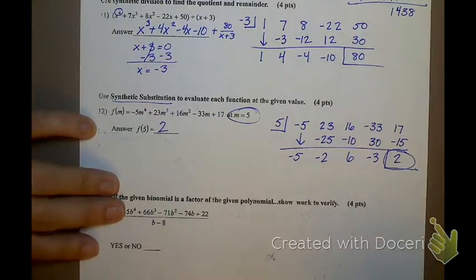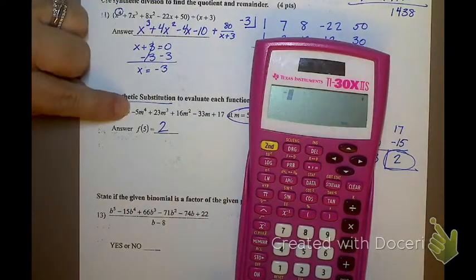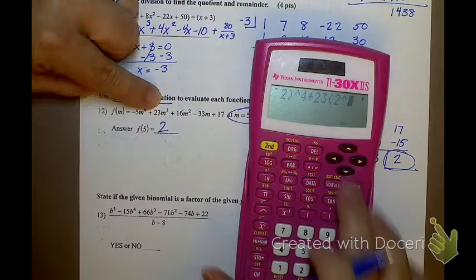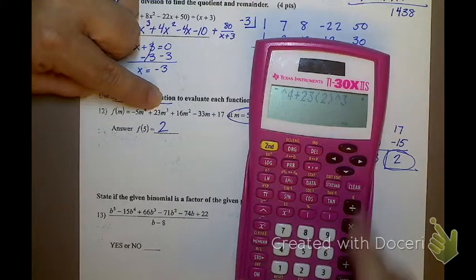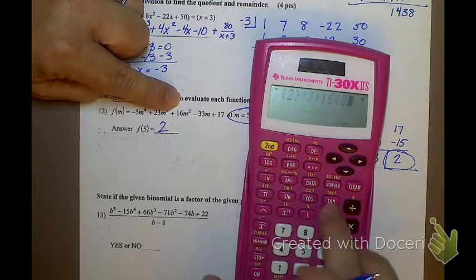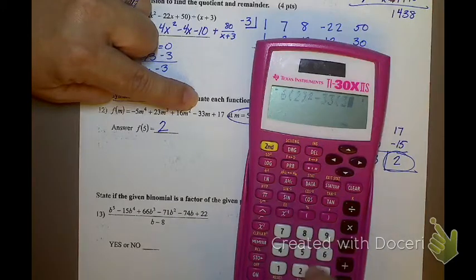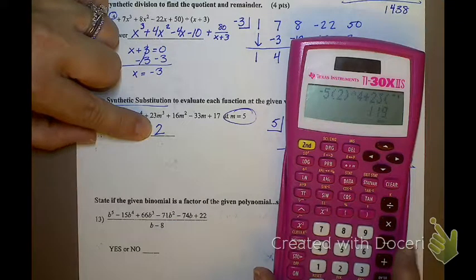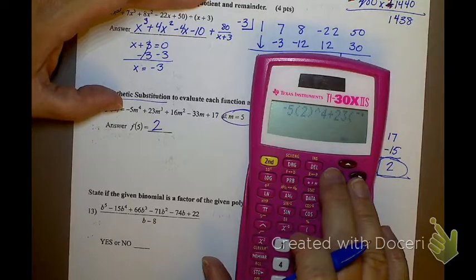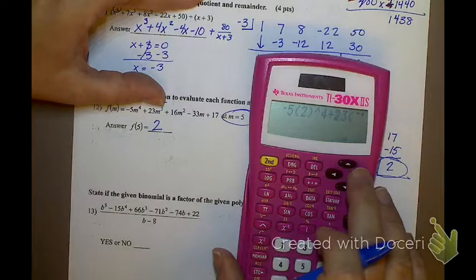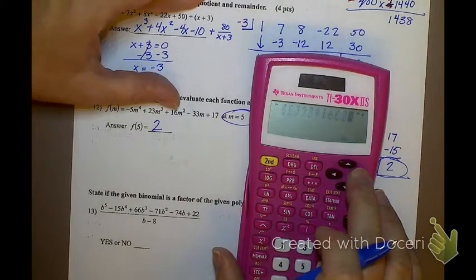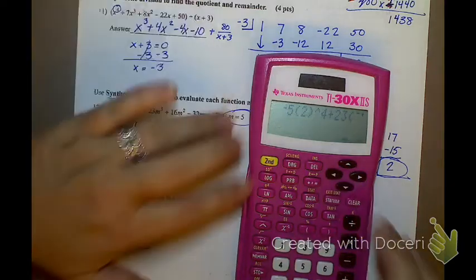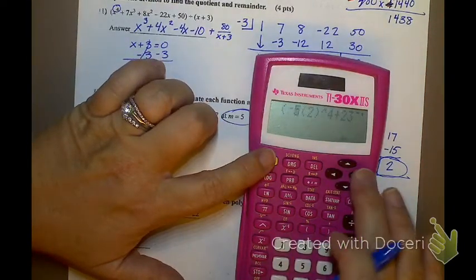And I can go back and check this problem if I want to. I can do -5 times 2 to the 4th plus 23 times 2 to the 3rd. I should put my parentheses there. To the 3rd plus 16 times 2 squared minus 33 times 2 plus 17, and I should get exactly that. That's why we use the synthetic division. That means that I probably typed something in wrong. Plus 23 times 2 to the 3rd plus 16 times 2 squared minus 33 times 2 plus 17. I have a feeling that my issue is I need a heck of a lot more parentheses here.